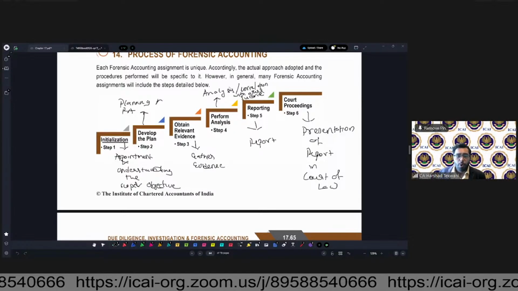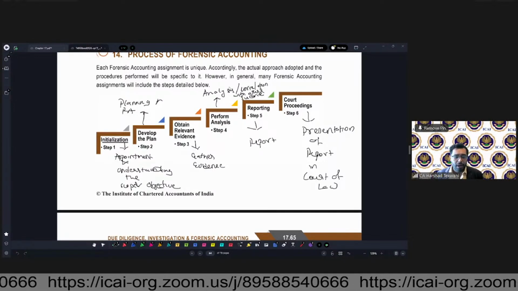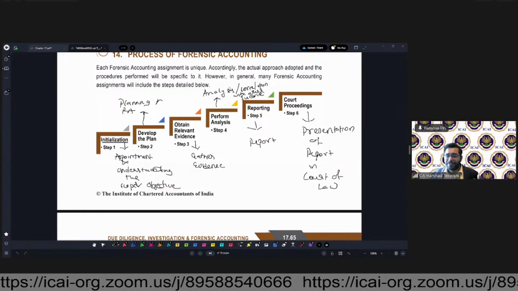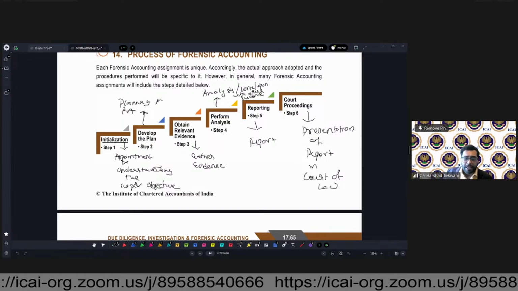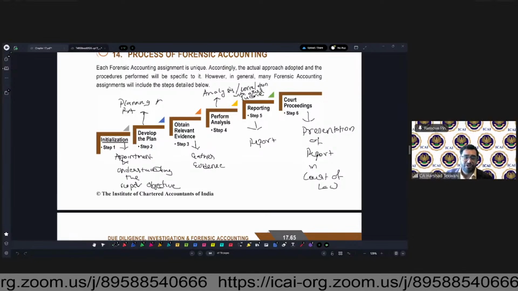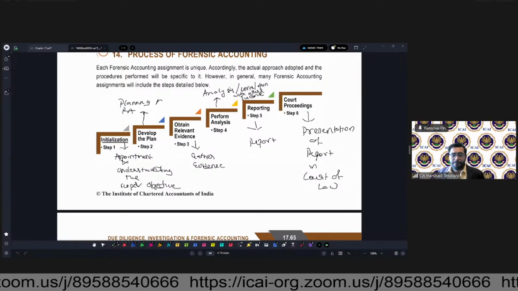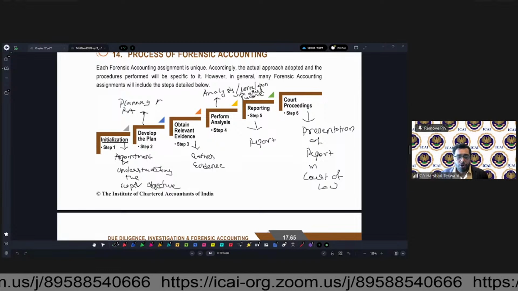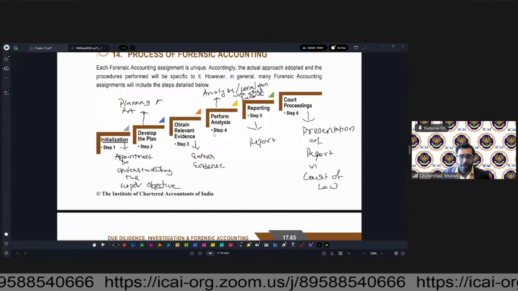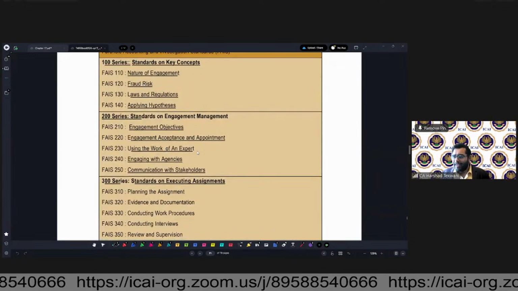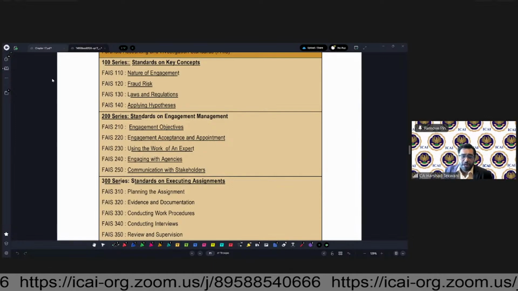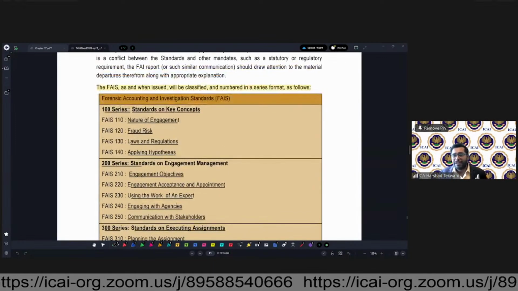Okay. So once you perform the forensic accounting by these steps, then you prepare a report, and step number 5 is preparing a report. I will talk about one more area, that is the forensic accounting and investigation standards. There are forensic accounting and investigation standards issued by ICAI. Like the way we have AS, the way we have SA, the way we have standards on internal auditing, we have standards on forensic accounting and investigation.